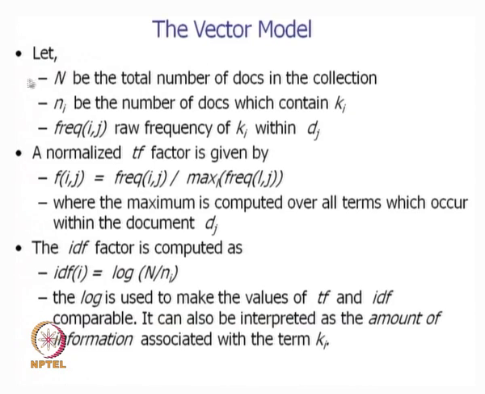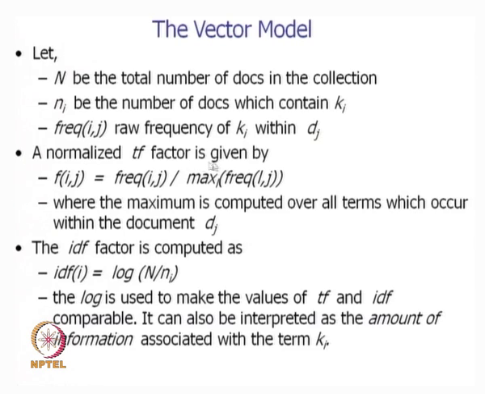So, here we explain these terms. Suppose n is the total number of documents in the collection, and ni is the number of documents which contain ki. The particular keyword ki is contained in ni documents. freq ij is the raw frequency of ki within dj. So, this is the term frequency of the keyword ki within dj. It is equal to the number of times the keyword ki appears in the document dj.